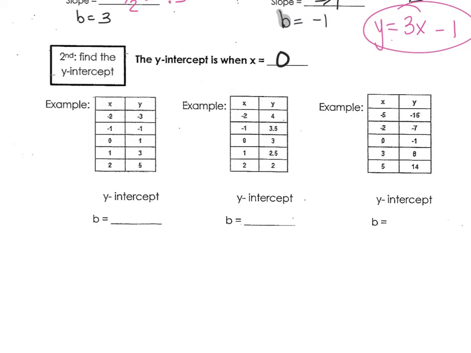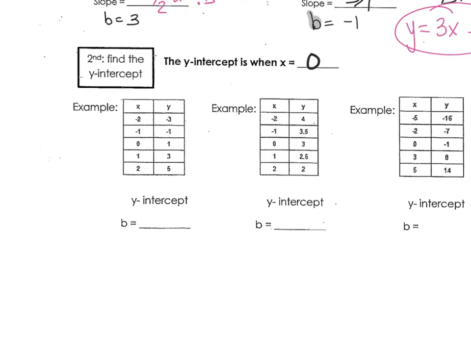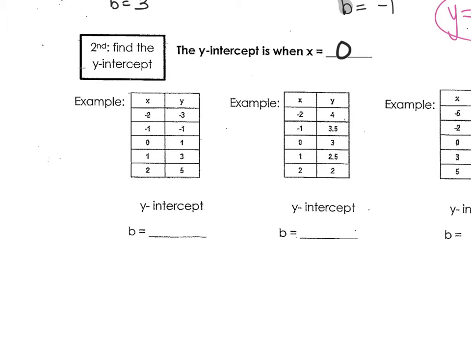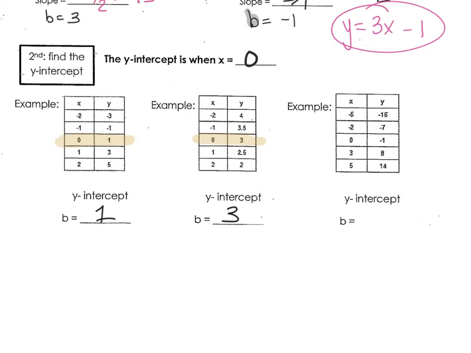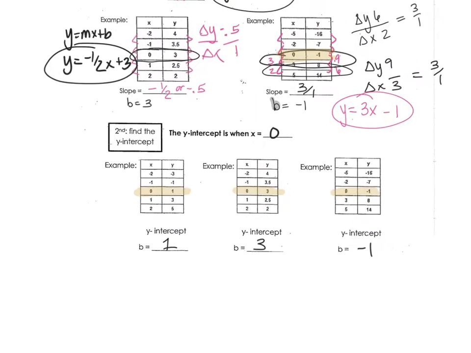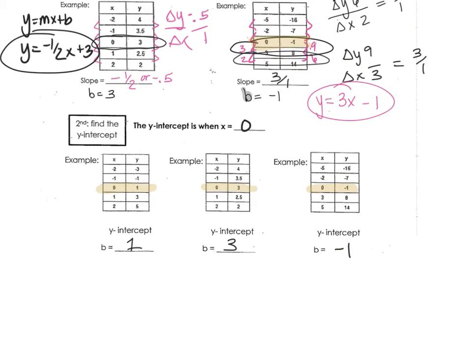So for these bottom 3, let's just look and find our y-intercept. On example 1, we've got 1 as our y-intercept. On example 2, 3. And then on example 3, negative 1. So just finding your y-intercept.